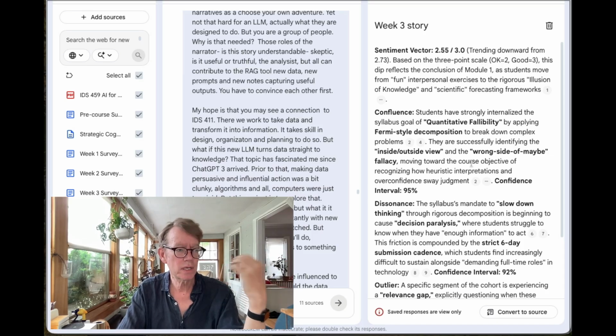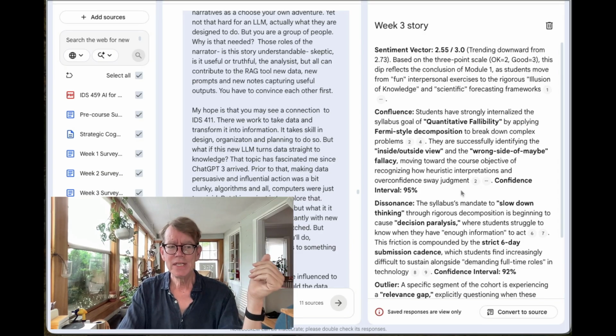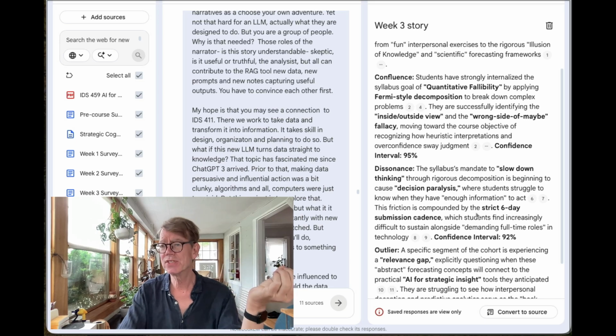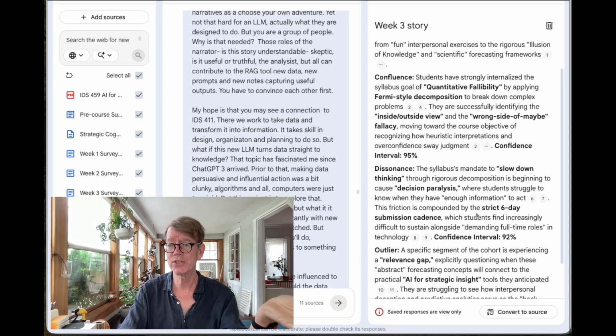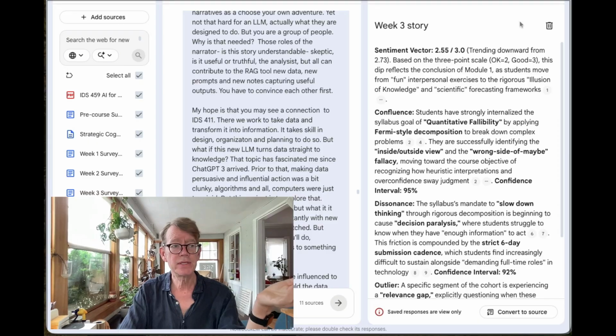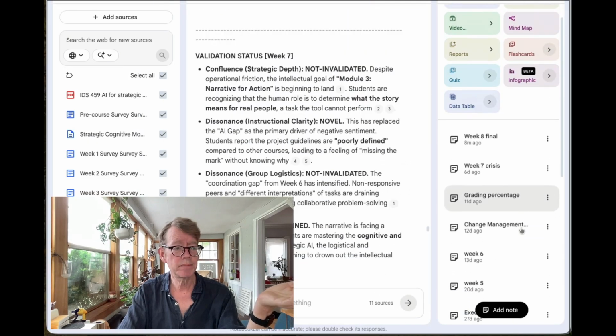We are talking about quantitative fallibility, and you guys learned about Fermi decomposition, which was fun, and everyone seems to have not necessarily appreciated the slowing down part. System two is a big emphasis in this class, which I hope will stay with you through your life with this new technology, which is much faster than you. But your slowness is not a negative. That hopefully comes across. I think so far, everything in the lesson plan is going well. Everyone seems to be connecting with it.